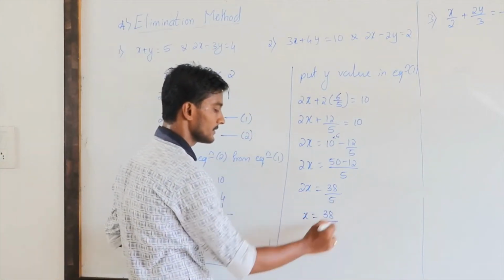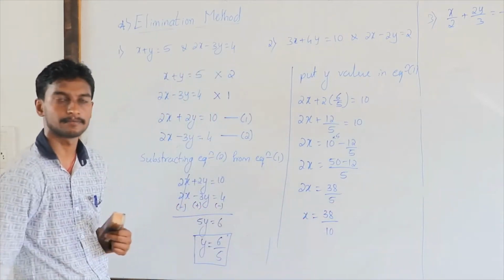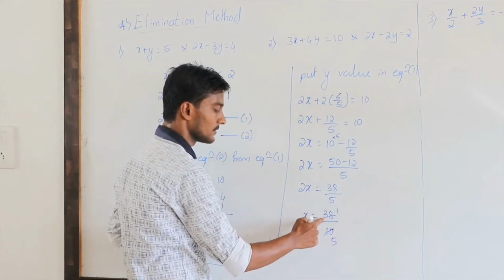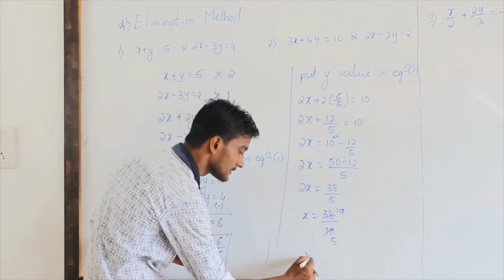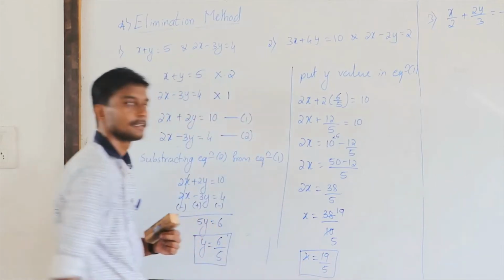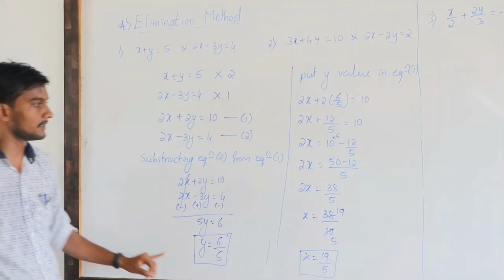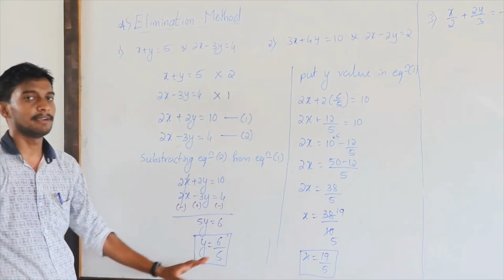38. This 2, if you take that side, divide by 2. 5 already is there, 5 into 2 is 10. 2 nines are 18. So x is equal to 19 divided by 5. The x value is 19 divided by 5. So we have got both x and y. This is by the elimination method.